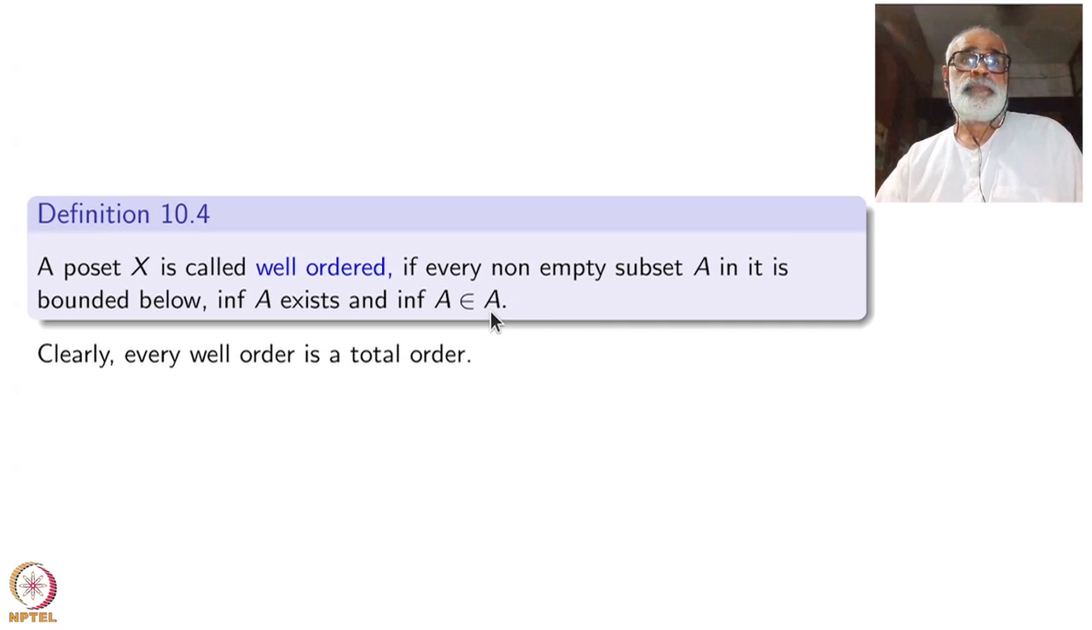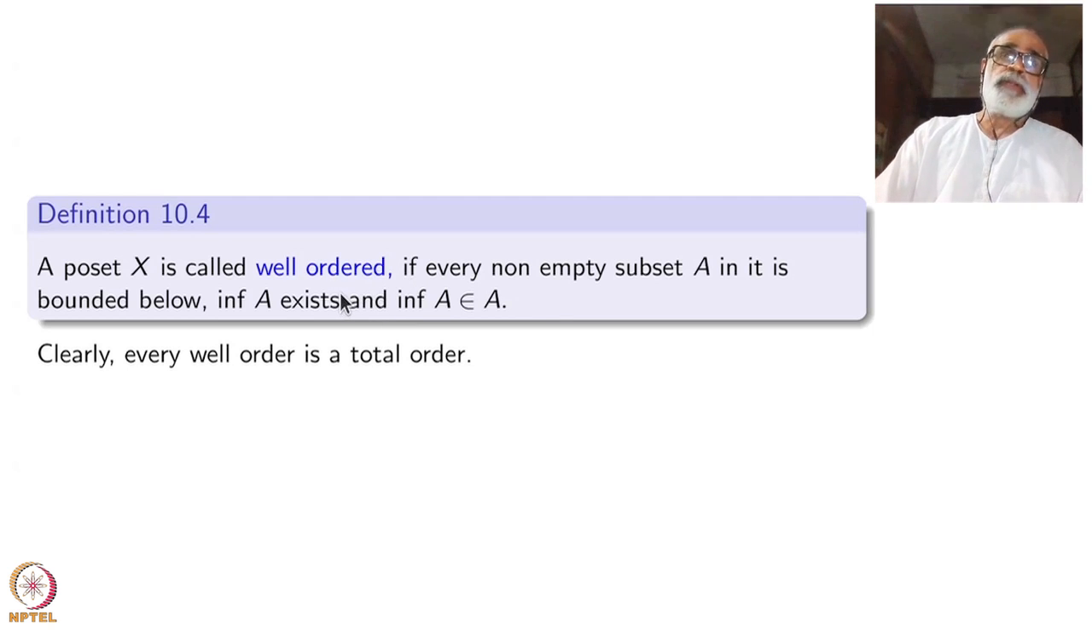Okay. So this is well ordered. This is a very strong condition. A simple example of a well order is the natural numbers with the standard ordering. Given any subset of the natural numbers, there is one which is the smallest. So that property has been axiomatized here. Natural numbers are also totally ordered.